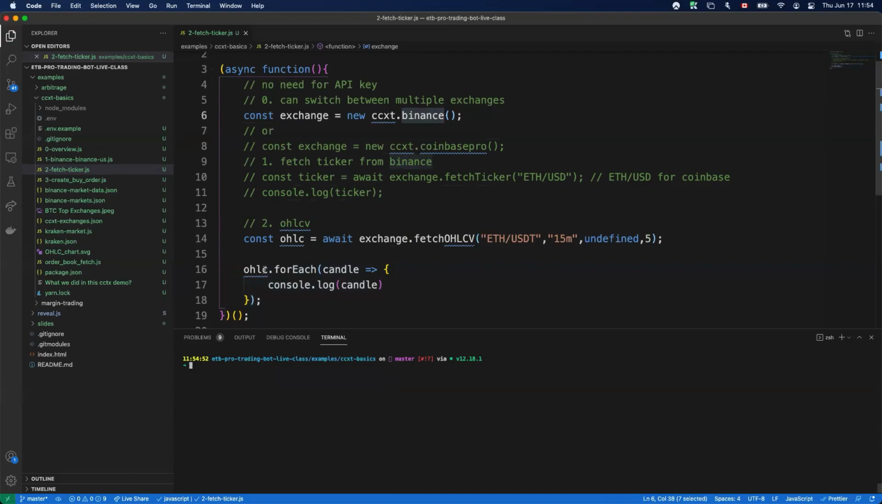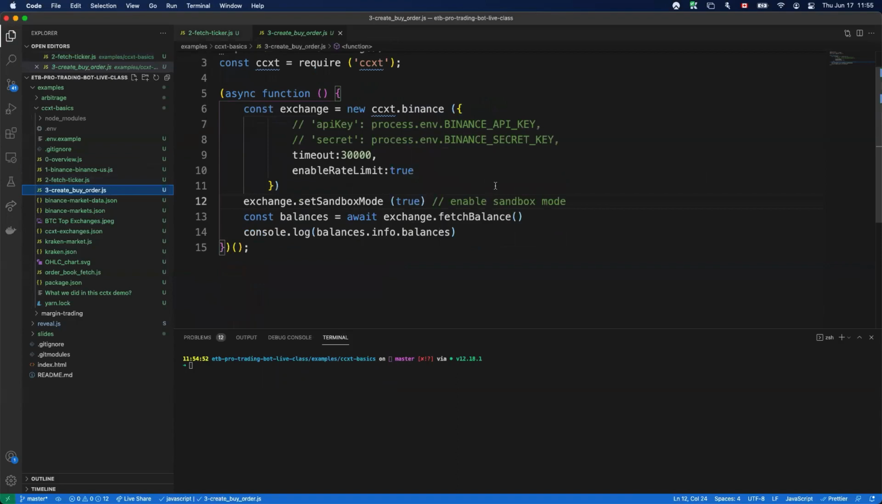All right, so basically this is how you can do some technical analysis using CCXT. Next is how to create a buy order. Creating a buy order could be initiated through fetching the balance. So the first thing that you need to do is to fetch the balance. Fetching the balance is a simple API function that you have to use called fetch balance.